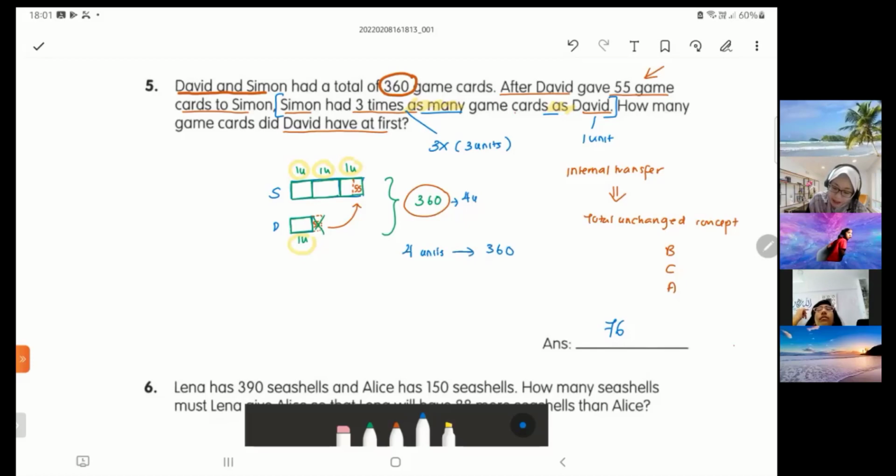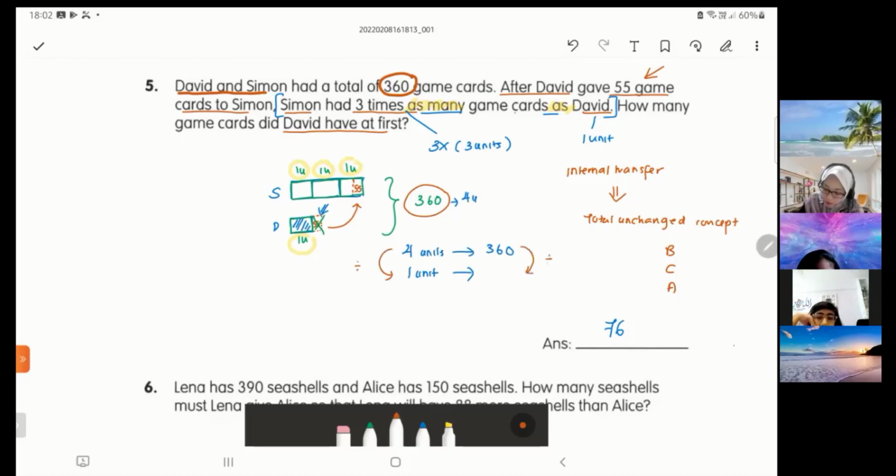How many game cards did David have at first? You go and find the 1 unit first, and then you put back the 55. That's our game plan, okay? How do you find 1 unit? To find 1 unit is always divide. To find 1 unit is forever divide. Never something else. It's always divide.